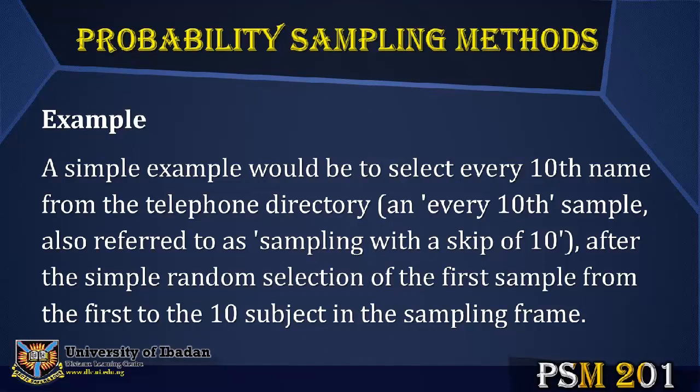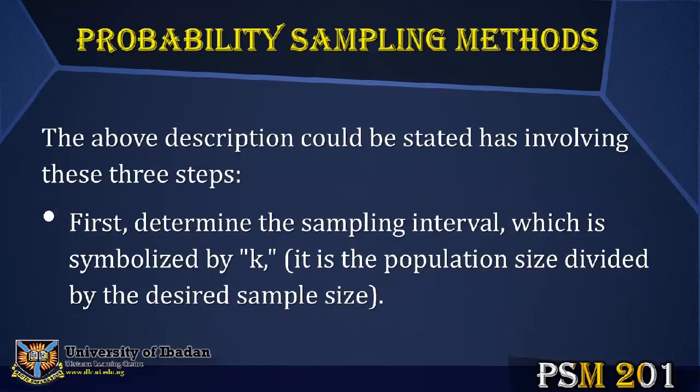Example: a simple example would be to select every 10th name from the telephone directory, and every 10th sample, also referred to as sampling with a skip of 10. After the simple random selection of the first sample from the first to the 10th subject in the sampling frame, the above description could be stated as involving these three steps.